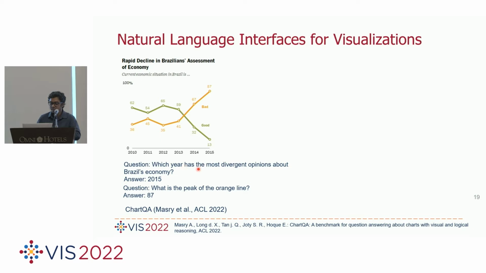For example, which year has the most divergent opinion about Brazil's economy? And then we see those who feel like the economy is going good versus bad. And we can see that in the most recent year, in 2015, the divergence was the most. So the answer is 2015 here. Similarly, if I ask what's the peak of the orange line, then we can see the orange line peak value is 87. So these are some natural language questions about a chart, and the goal here is to answer those questions, usually with words. This is from a recent paper that we have at the ACL conference.